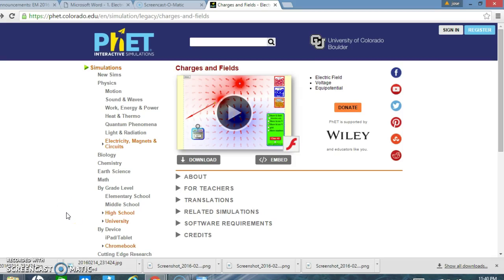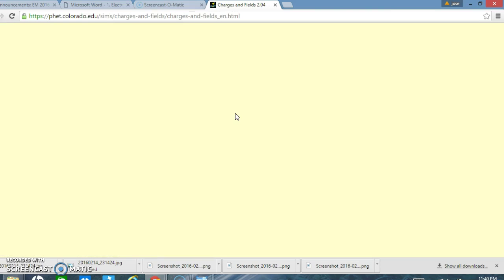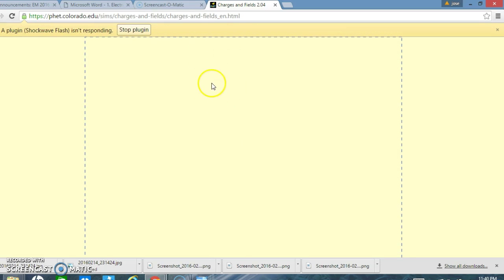Week summary 4. This week we work with PhET interactive simulations. We work with this program mainly to interact with these electric fields. Let's see if it opens right now so I can show you.